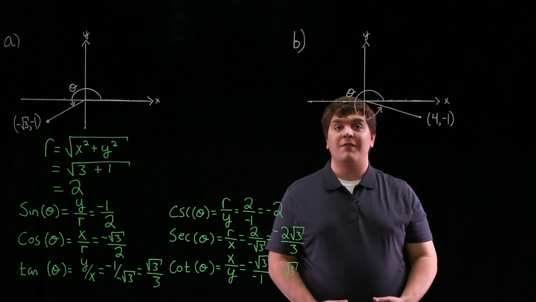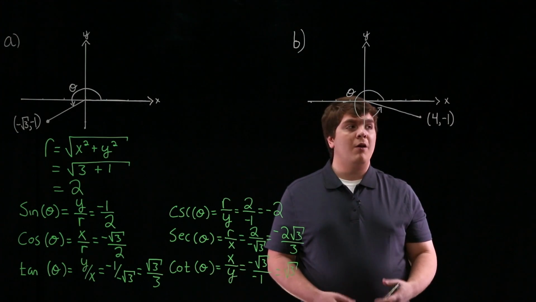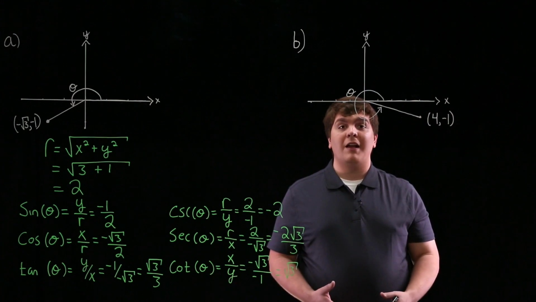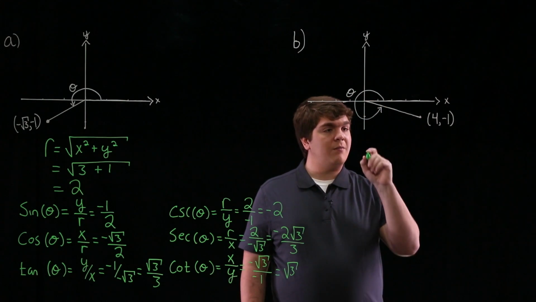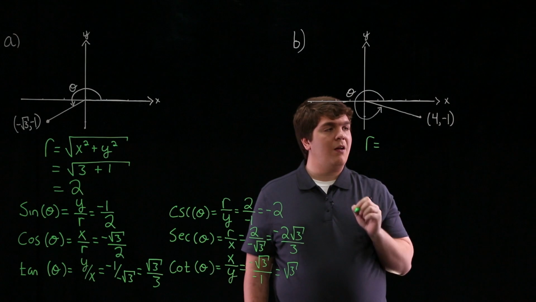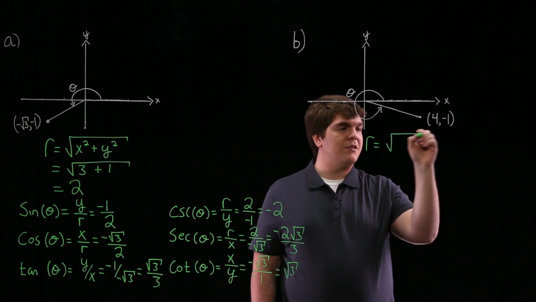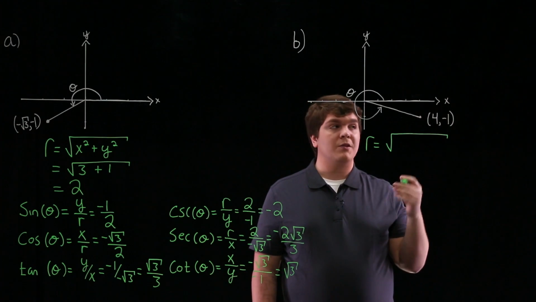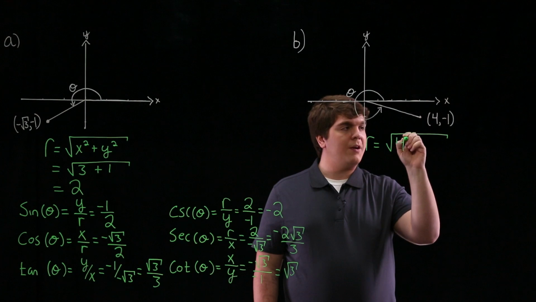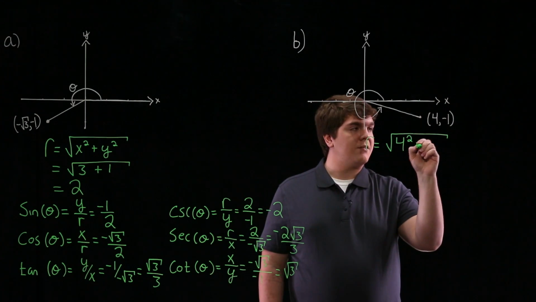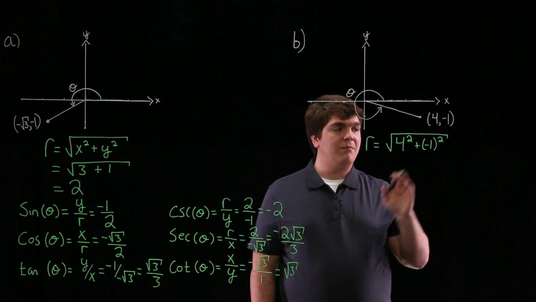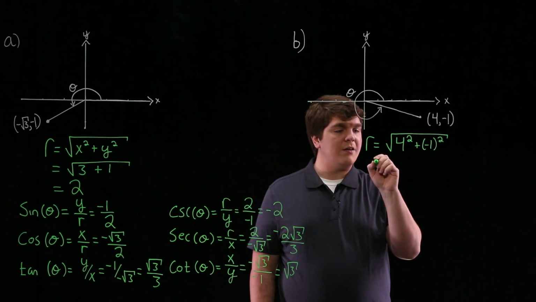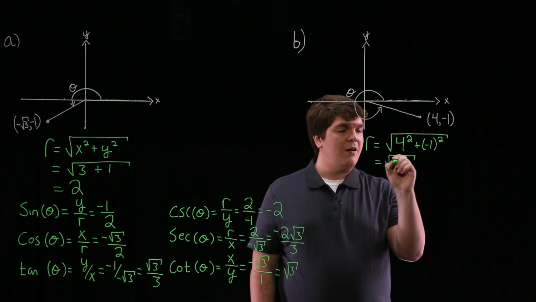For part B, we're asked to find the exact values of each of the 6 trigonometric functions for this angle theta, where the point 4, negative 1, lies on the terminal side of our angle. So let's begin again by finding r. r in this case is equal to the square root of x squared plus y squared, which is 4 squared plus a negative 1 quantity squared, which is 16 plus 1. So r is equal to the square root of 17.